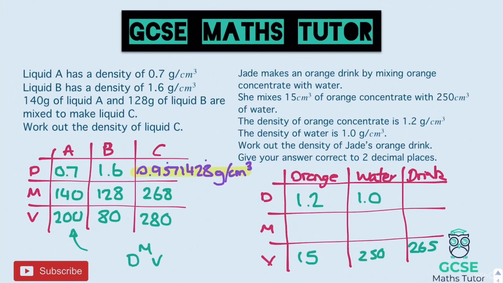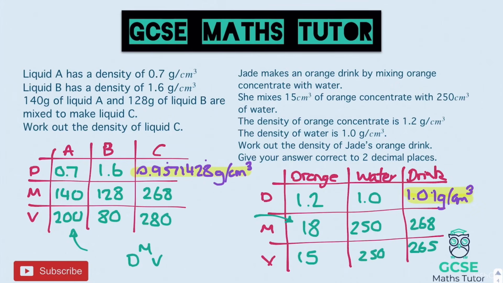So for the first one there, this one here, I'm going to do 15 times 1.2, and that gives me 18. There we go, and the units there are grams. The next one, we've got 250 times 1, so that is 250. And then we can add those together, and they make 268 again. There we go. Right, so finishing it off, we can get our density, mass divided by volume, so 268 divided by 265, and that gives us 1.011. It wants it to 2 decimal places, so 1.01 grams per centimetre cubed. There we go, and there's our final answer, 1.01 grams per centimetre cubed.